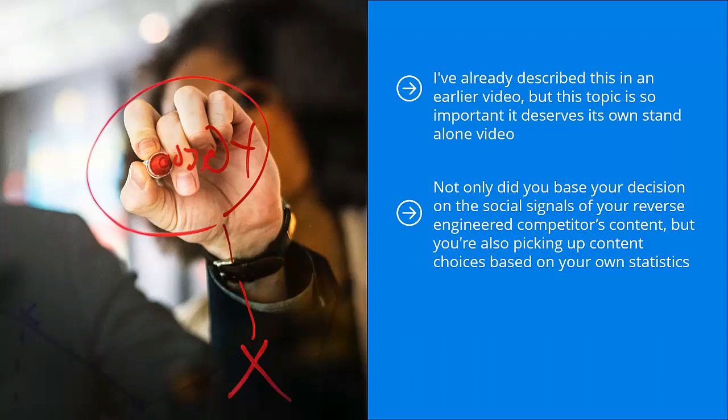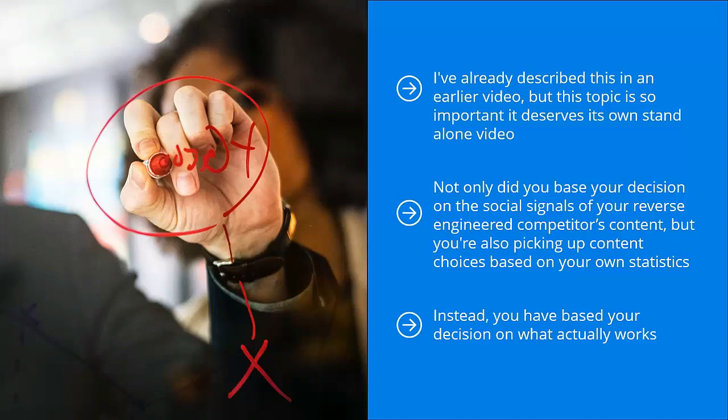You're not taking shots in the dark. You're not taking wild guesses. You're not crossing your fingers and hoping that something sticks. Instead, you have based your decision on what actually works. Congratulations! But you shouldn't stop there. Once you have noticed that this content really performs based on the amount of clicks as well as the social media engagement it gets, the next step is to repurpose that content, turn it into other types of content, and reshare it on platforms that specialize in those content types.